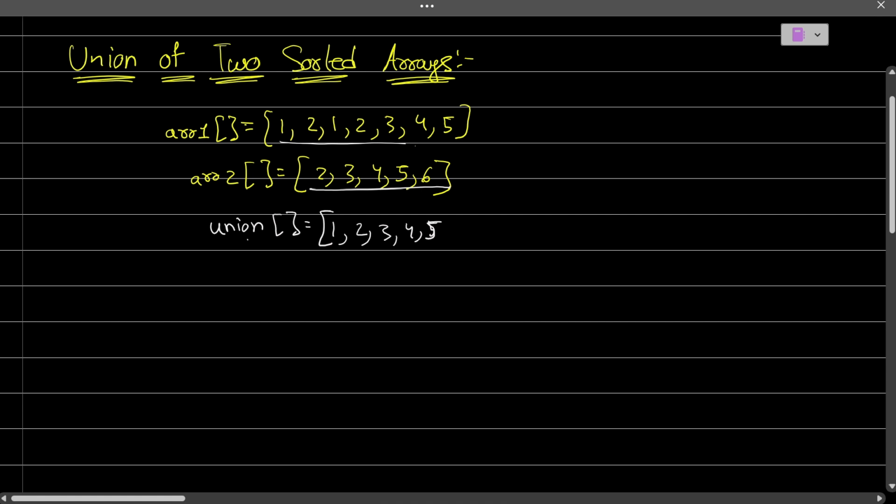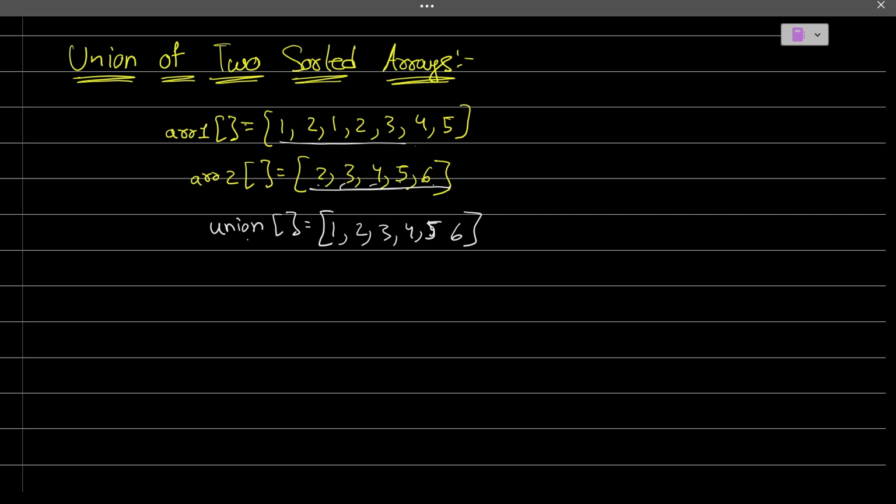As you see here, two is already in the union. Three is already in the union. Four is already in the union. Five is already in the union. Six was not there, right? So I write six. So this is the union of two arrays.